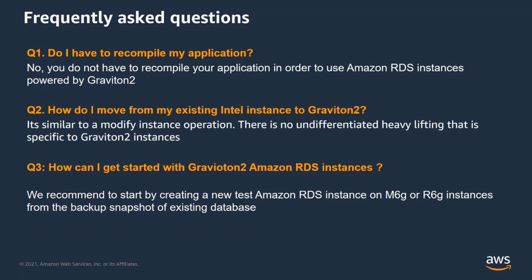How can I get started with Amazon RDS instances? We recommend starting with a new instance, adding it as a reader in the case of Aurora, or as a read replica if it is an RDS instance, and then testing it out. Once you're comfortable with the performance, you can slowly migrate and move it to production. The other option is to take a snapshot of the existing database and restore it as a new Graviton-based instance, performance test it, and then go live with that later at the production scheduled time.